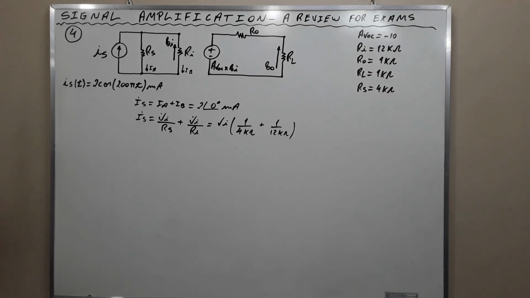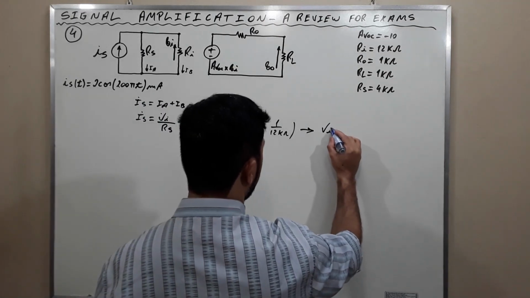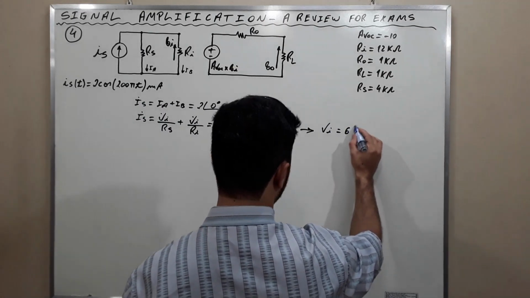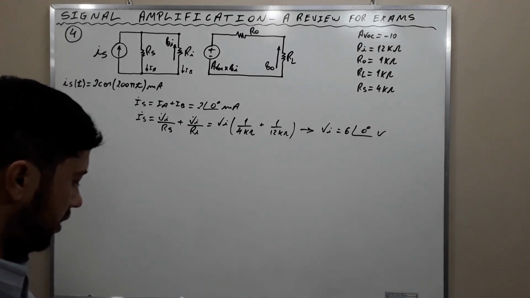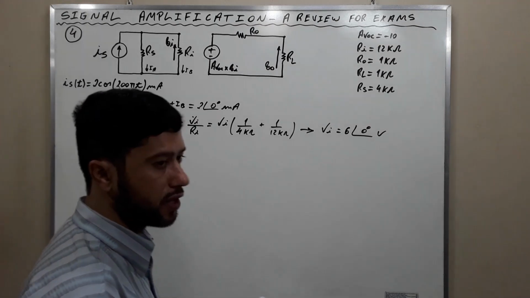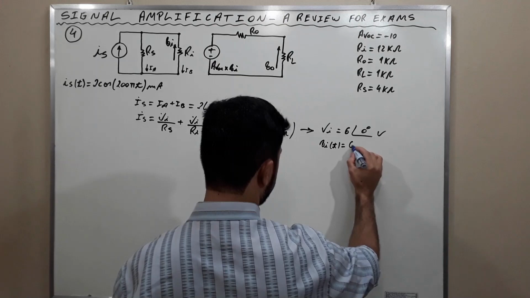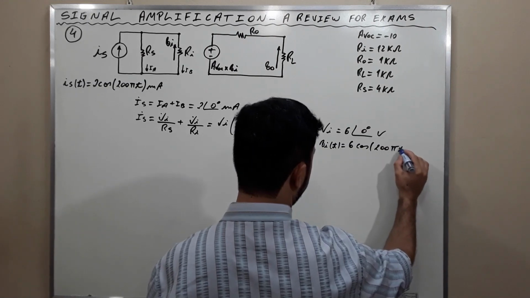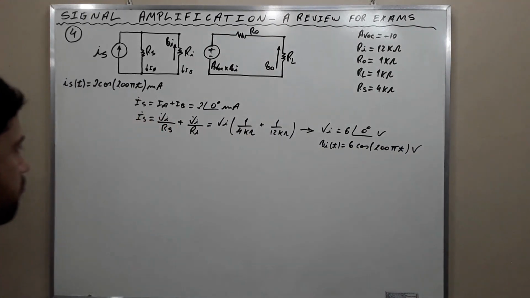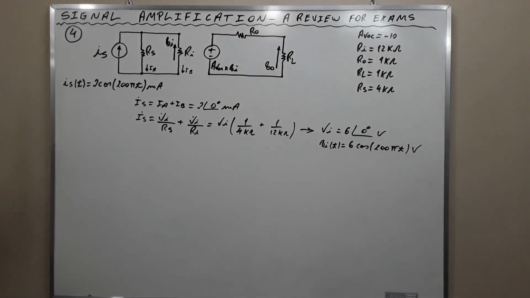What we want is VI. Then we manipulate this and we find that VI is equal to 6 phase 0 degrees volts, which translates to this voltage here in the time domain. VI of t is equal to 6 times the cosine of 200t volts. Okay. Now let's do the same for this, okay? Let's calculate the voltage and the current in the circuit.